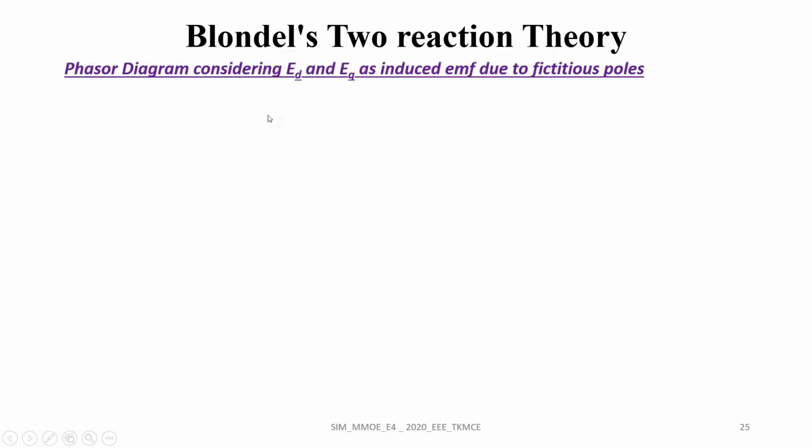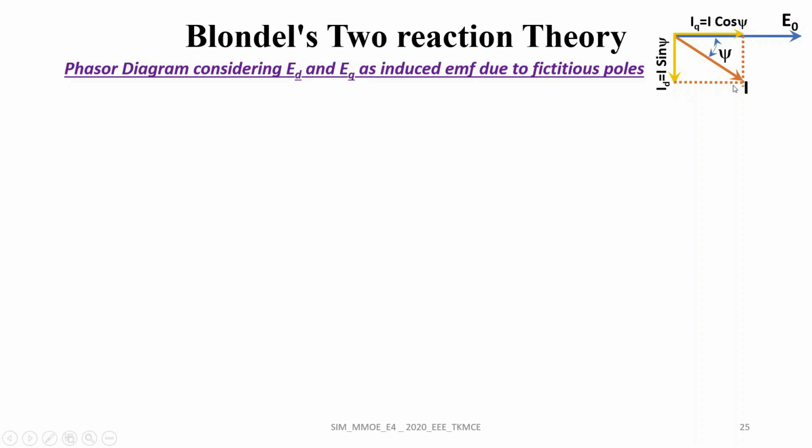Now let's see the phasor diagram of the alternator considering the two reaction theory. Here ED is the armature reaction voltage drop along the direct axis, and EQ is the armature reaction voltage drop along the quadrature axis. Here let's consider the lagging power factor condition. Armature current is lagging E0 by an internal power factor angle psi, and this current is split into two components. One is the vertical component, that is ID, which is in phase with the direct axis, and another component is in phase with E0, which is in phase with the quadrature axis. IQ is equal to I cos psi and ID is equal to I sin psi.